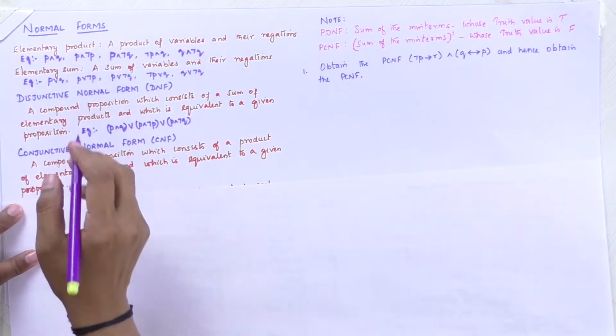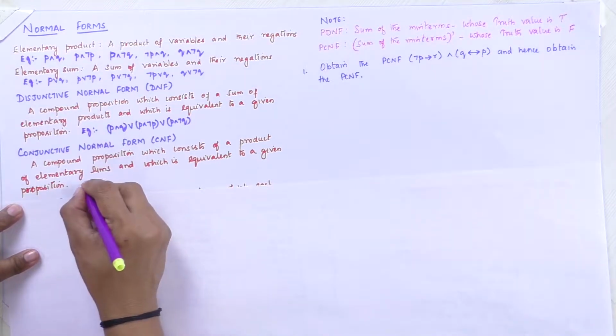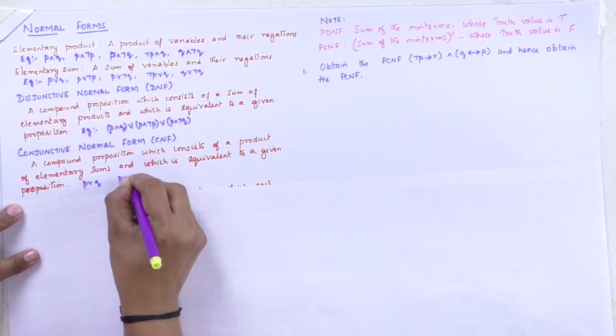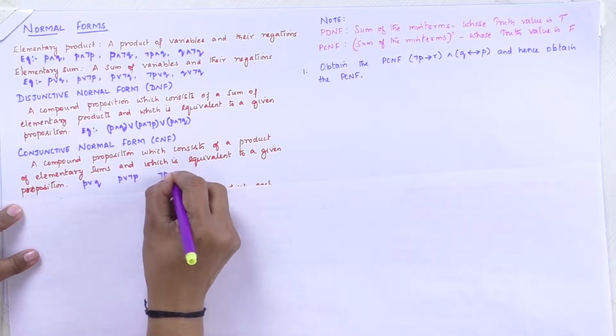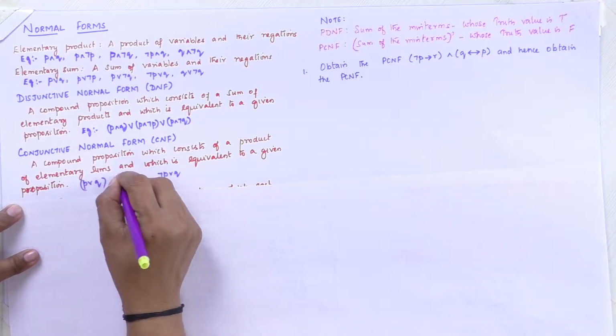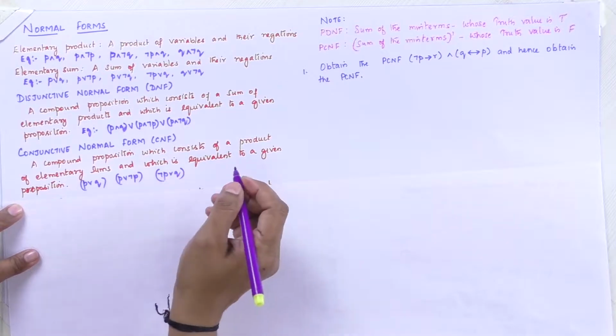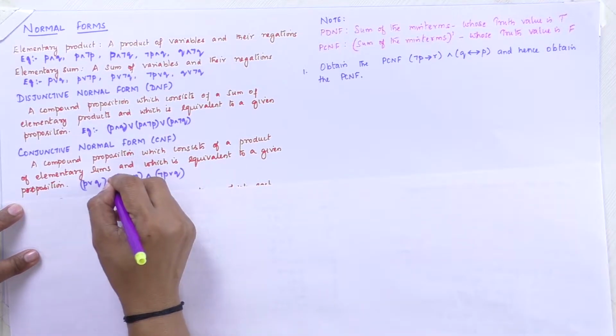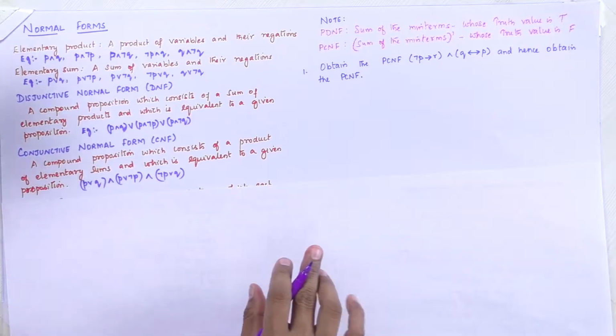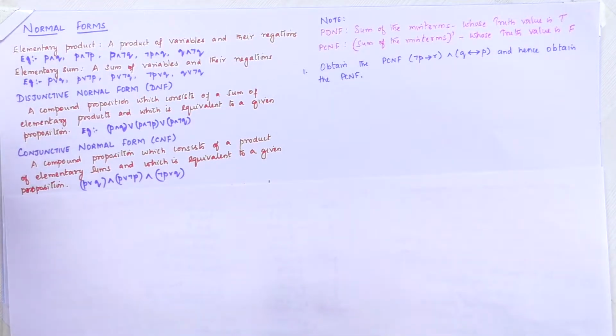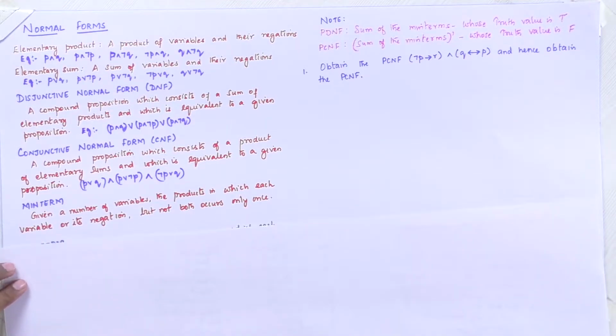We know what is an elementary sum. So list out a few of the elementary sums. We have P or Q, we have P or negation P, we have negation P or Q, and so on. These are all the elementary sums, and what this says is the product. Product in the sense it is only and. So this is an example of a conjunctive normal form, right? Whatever statement is given to us, if we are in need of finding the conjunctive normal form, we should always keep in mind that it is only the product of elementary sums. Fine? Okay.